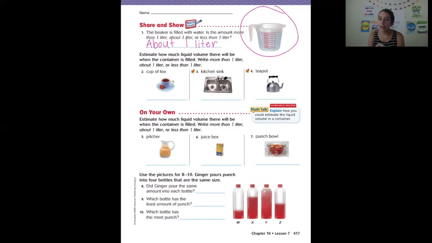Now let's look, we're going to estimate again. We're going to look at the cup of tea, the kitchen sink, and the teapot. Let's look at the cup of tea. If I have a cup of tea in front of me, do you think I have less than a liter, or more than a liter? Think about it, is my cup of tea more than this? No, it's smaller, so it would be less than 1 liter.